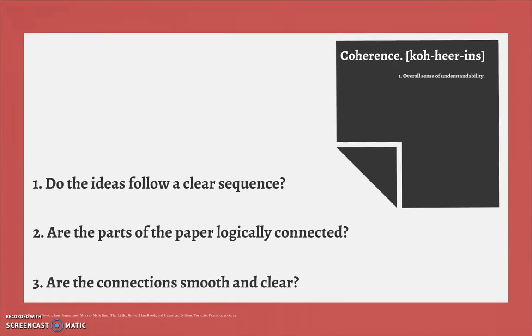A paper has coherence if the reader can easily see the relation among the parts. Check for coherence with these questions. Do the ideas follow a clear sequence? What sentences are not clearly expressed? Are the parts of the paper logically connected? What sentences seem awkward or lacking in detail? Are the connections smooth and clear? Where does my writing become wordy or use vague terms?